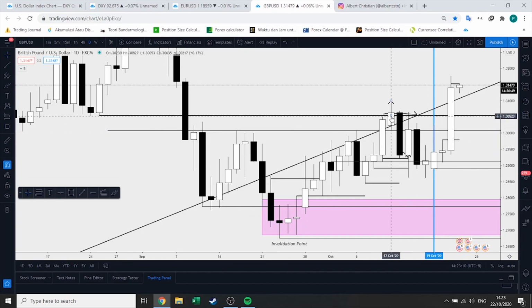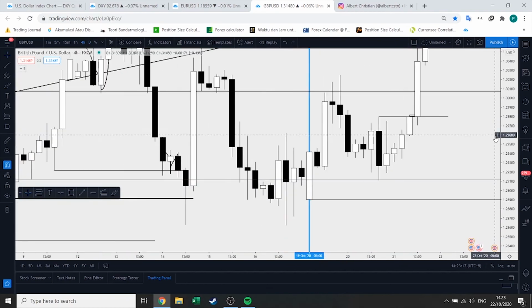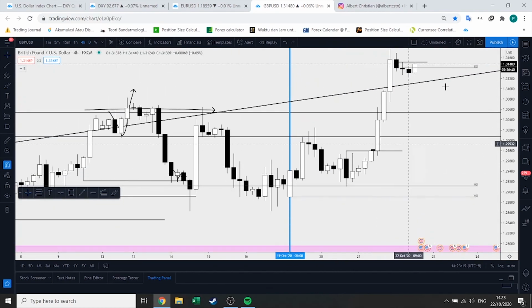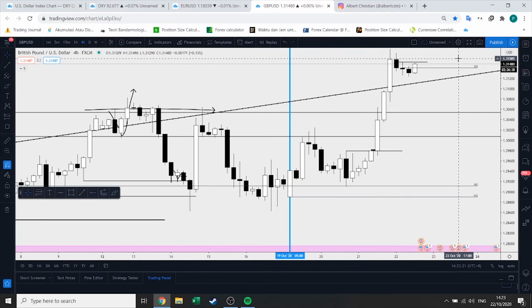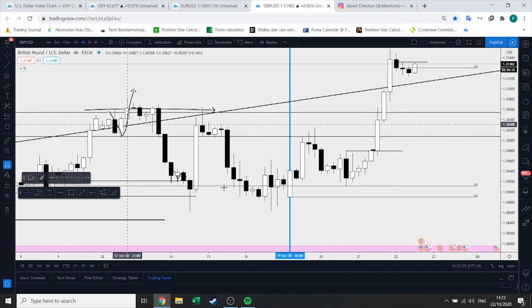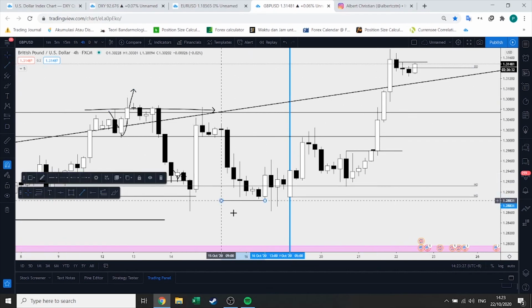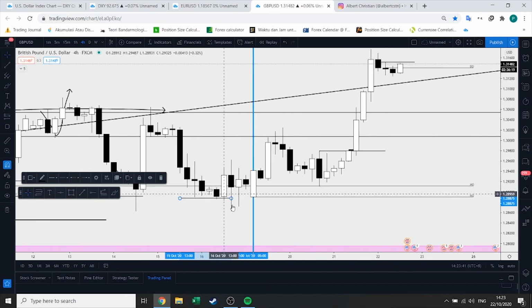After they accumulate all their orders, it's time to shoot to the moon. Boom, up. Here also you can view this as a relative equal bottom. Support invalidated. Yeah, support invalidated.